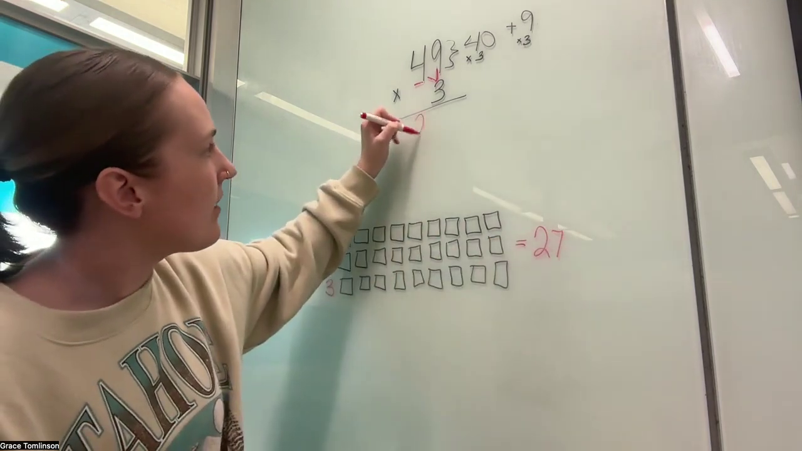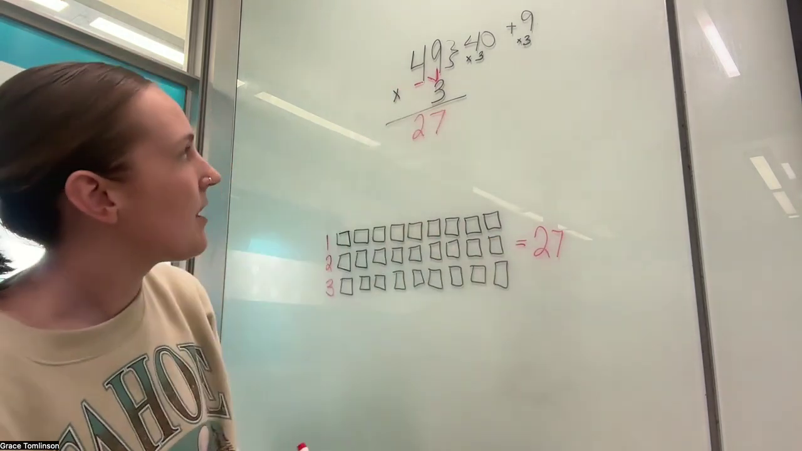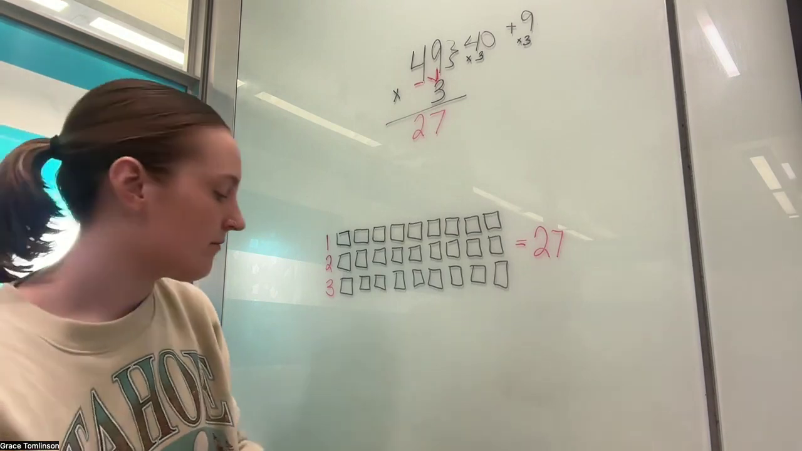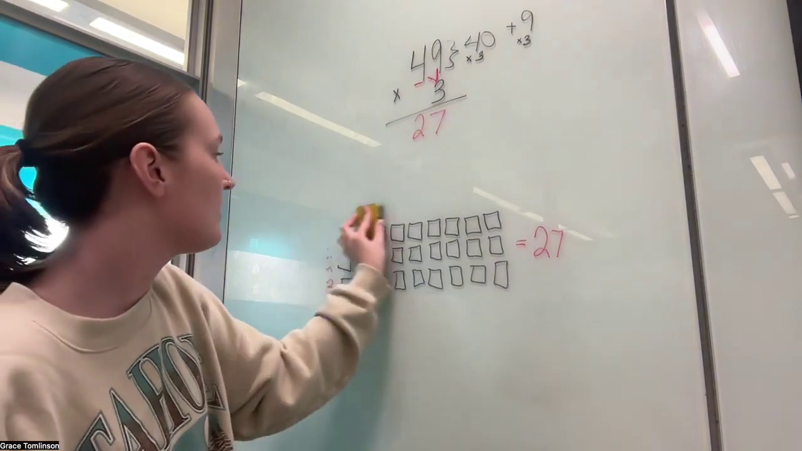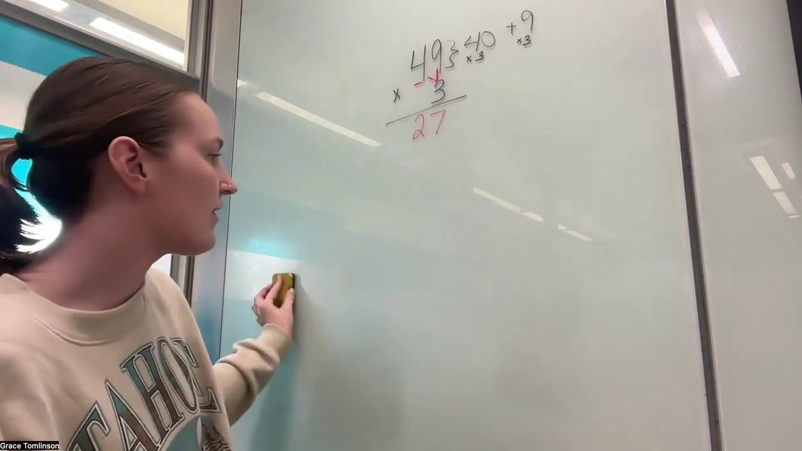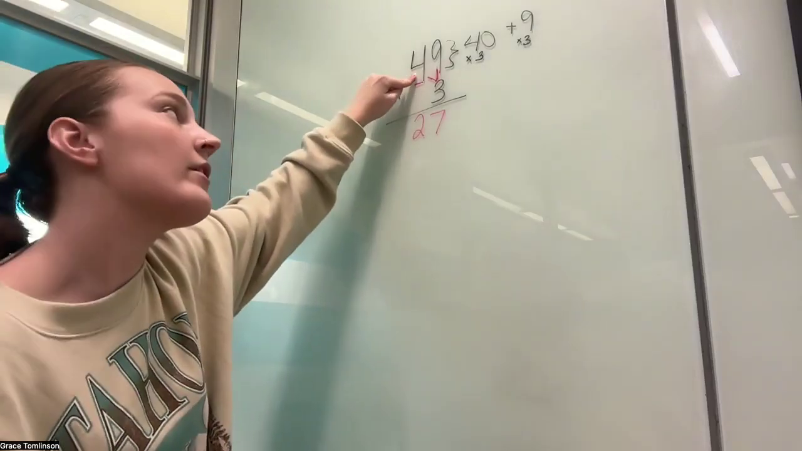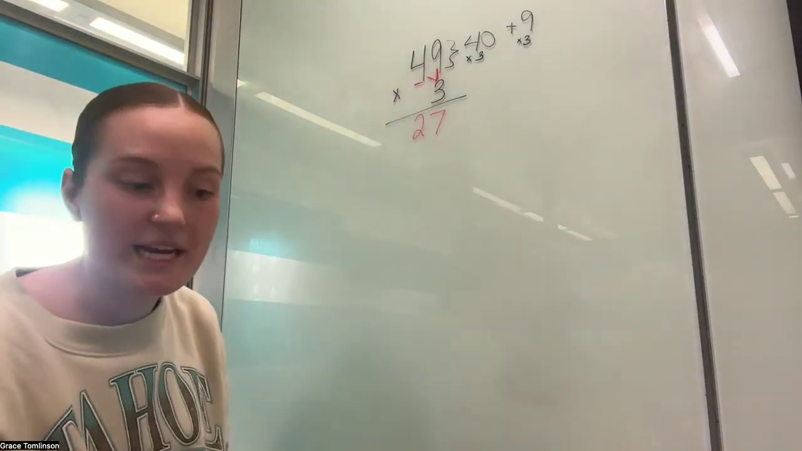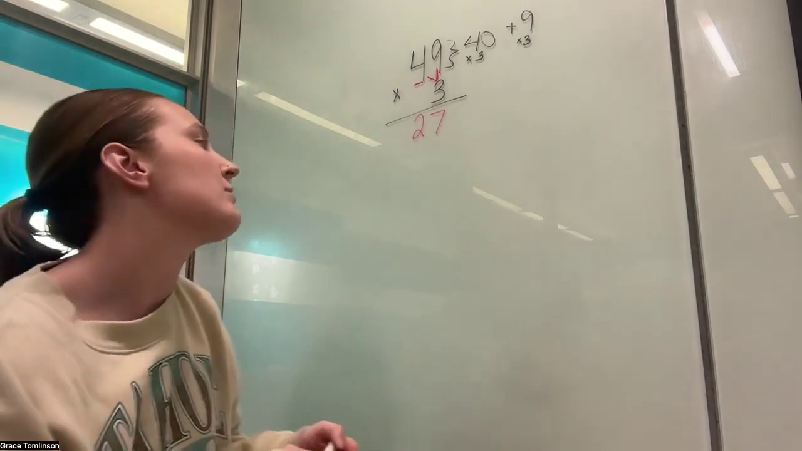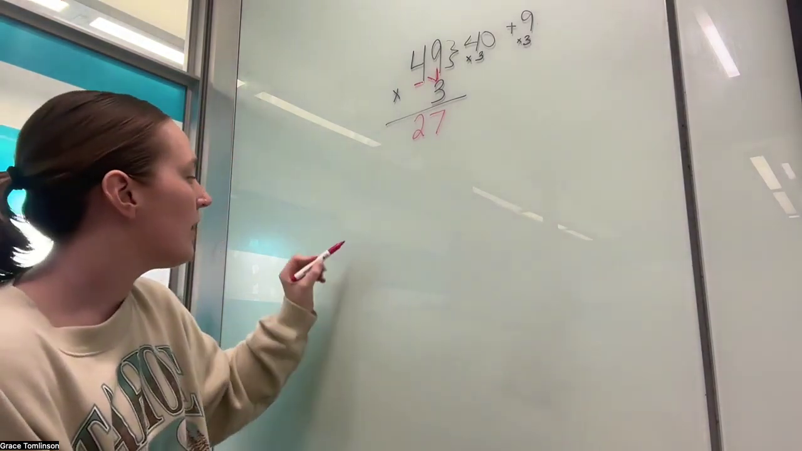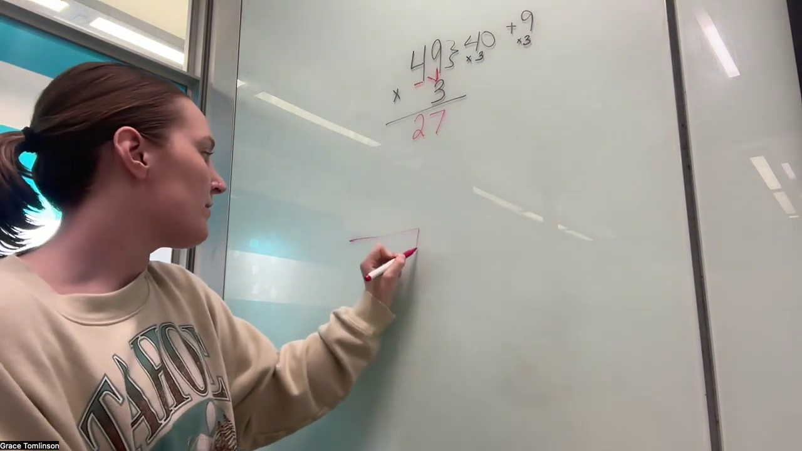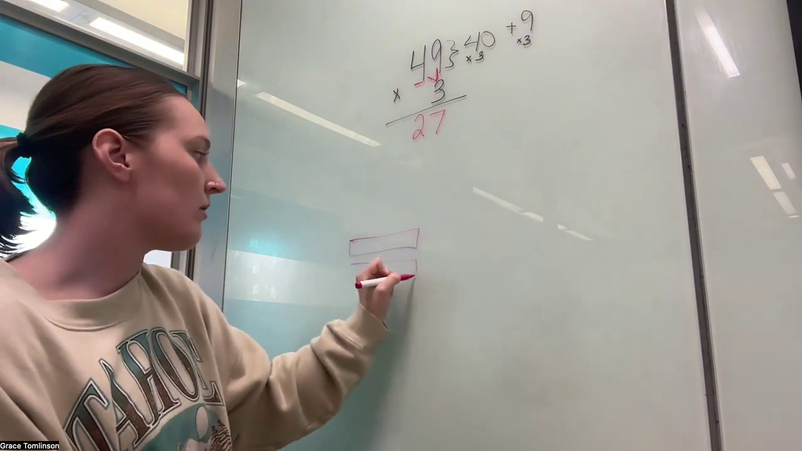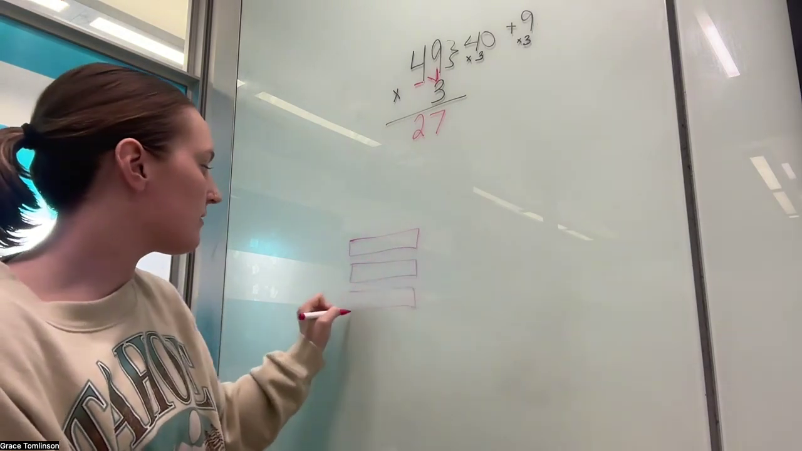So then we could write the sum of 9 times 3 up there. Then we'll move on to our next place value, which is our 4. In the tens place, it's 40. So if we had 40, which is 4 of our long base 10 blocks.